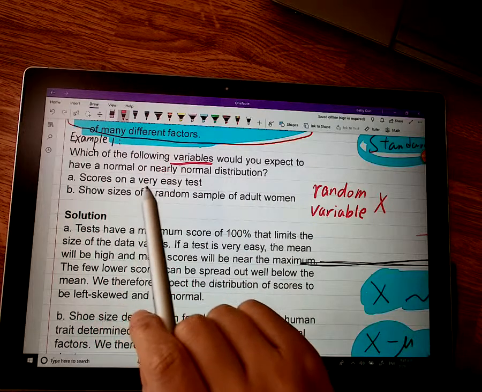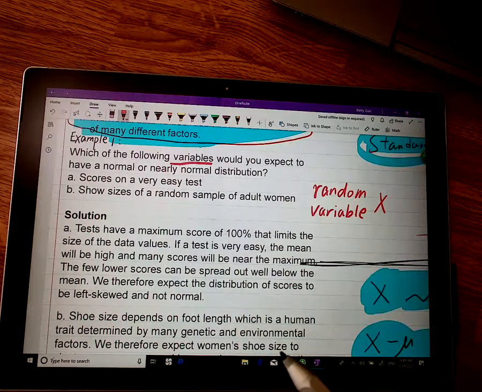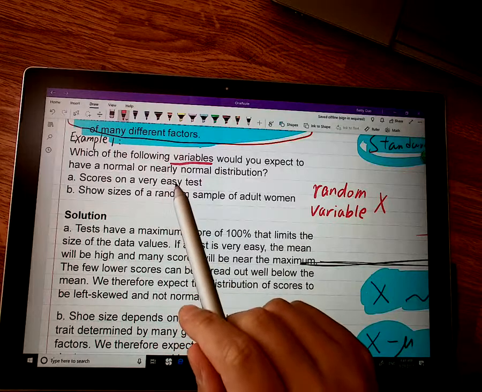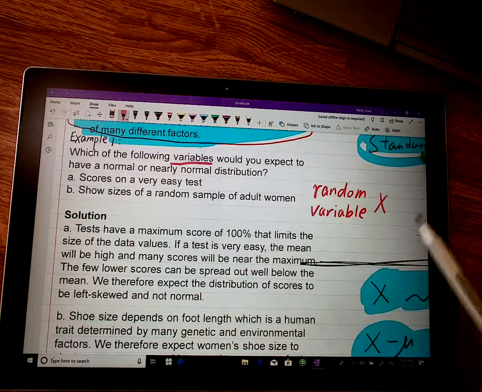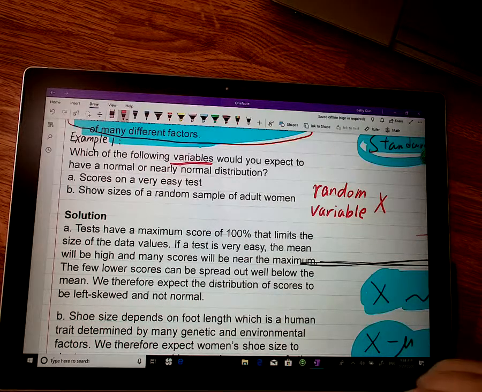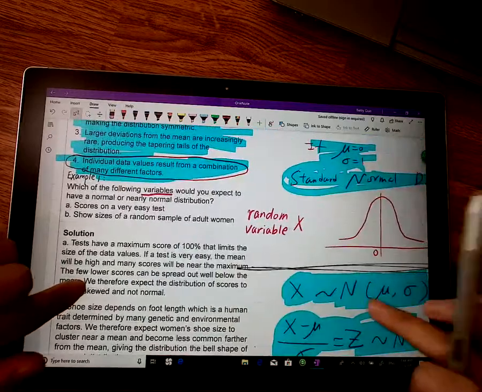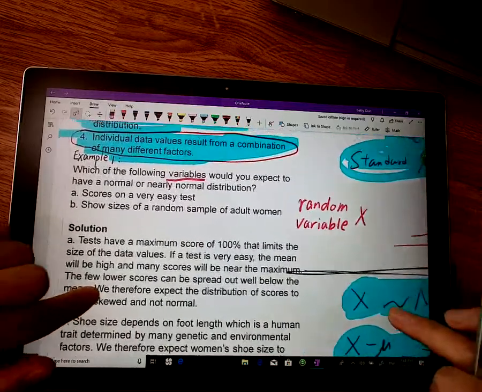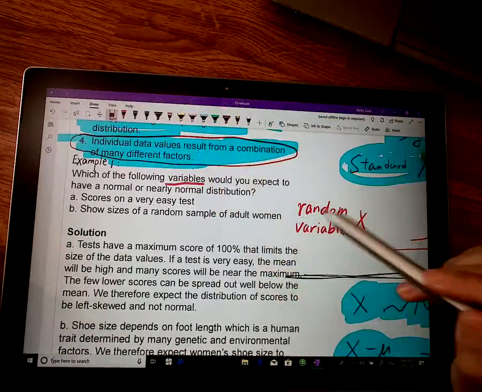A. Scores on a very easy test. If the test is well designed, the scores should have a normal distribution. But this one, the test is easy. Easy means most people get a higher score. You know what I'm saying? So what kind of distribution is that? Skew to the right or skew to the left? Skew to the right, okay?